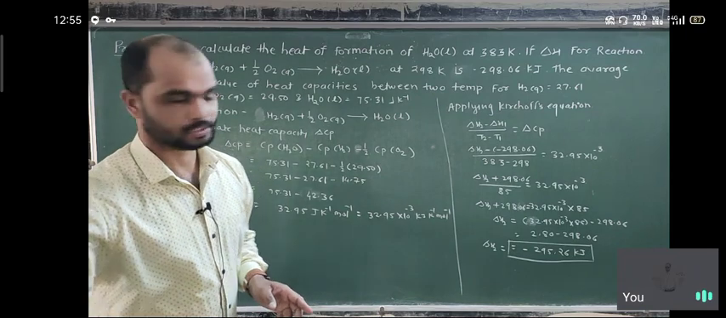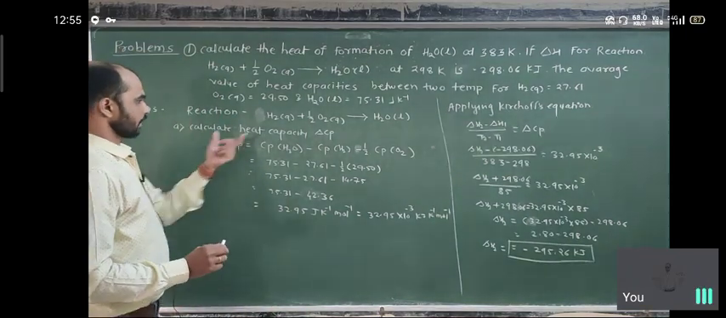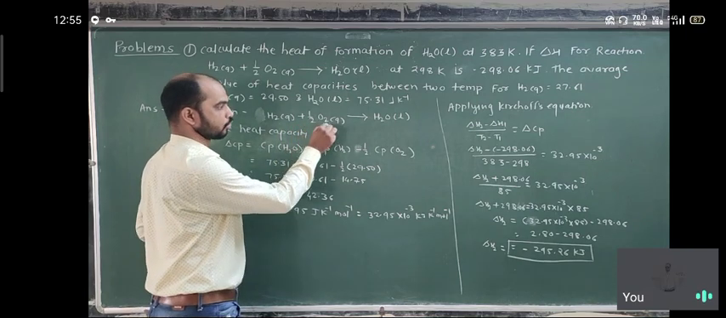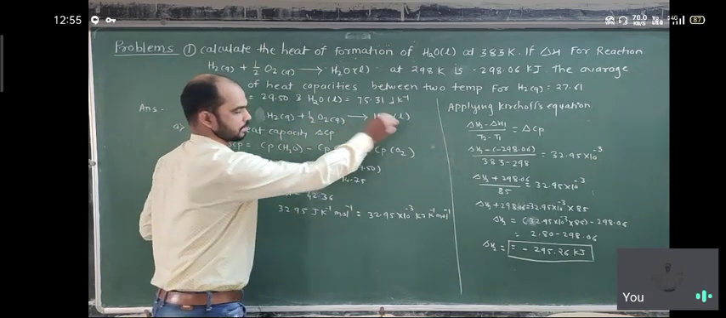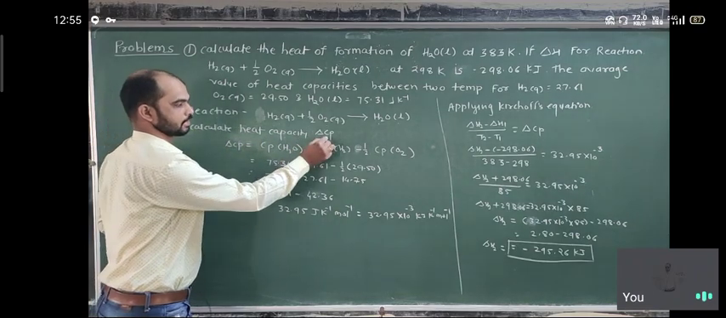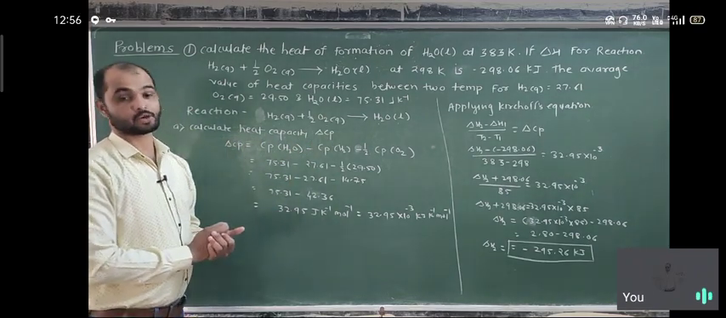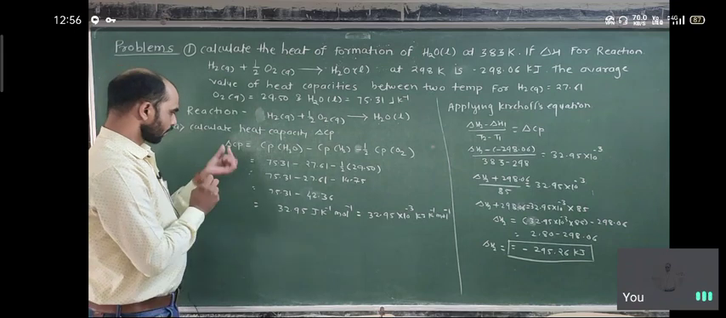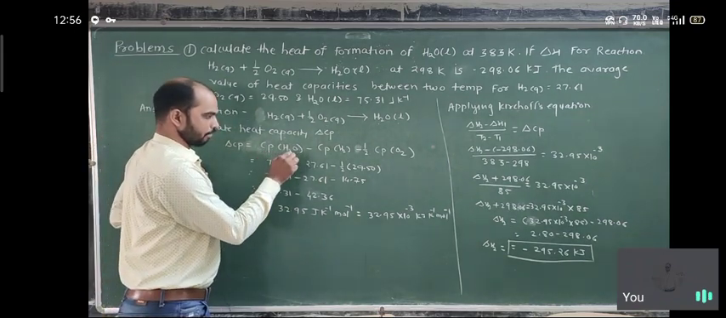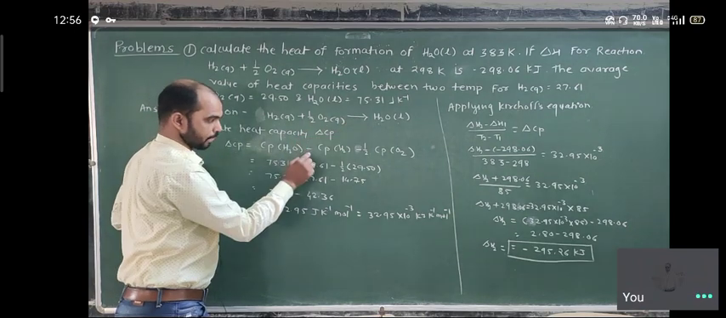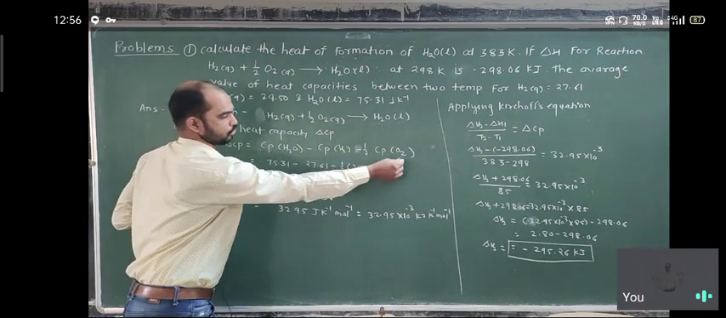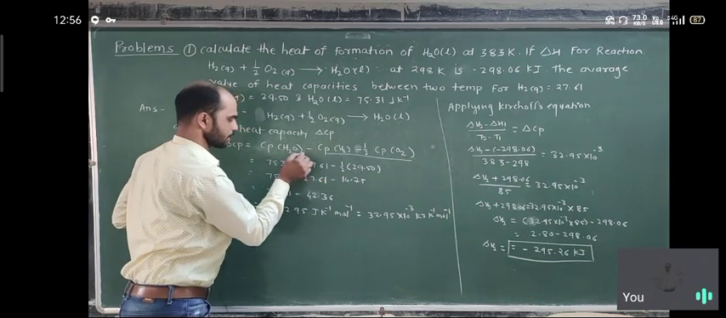Now while calculating this, first the reaction is given: H2 gas plus 1/2 O2 gas gives H2O, which is a liquid. So first of all calculate the heat capacity change delta Cp at constant pressure. So delta Cp is equal to heat capacity of product, meaning H2O, minus heat capacity of H2 minus heat capacity of O2. So here is the reactant, here is the product.